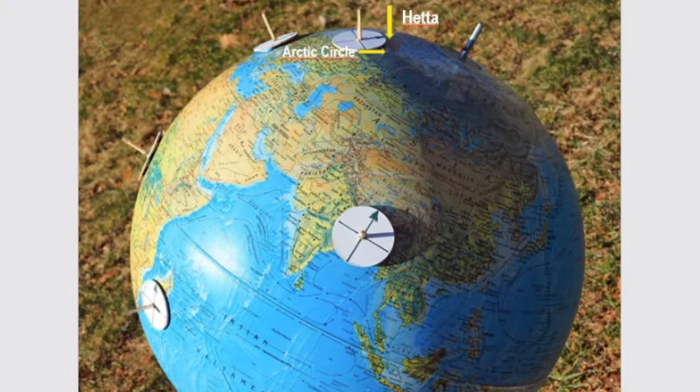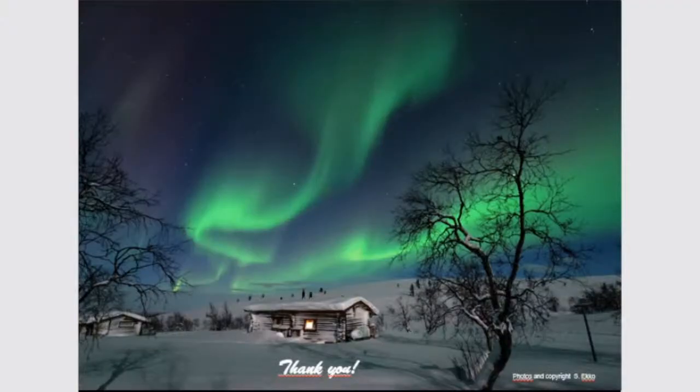And the aurora. In winter, auroras and moonlight often illuminate the landscape. Thank you. And this is the presentation.